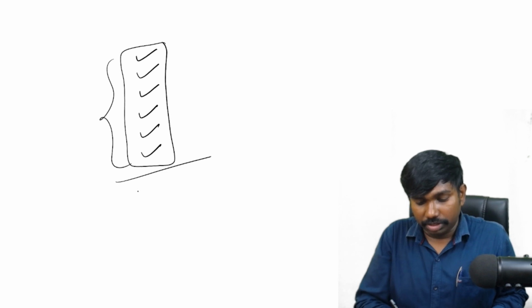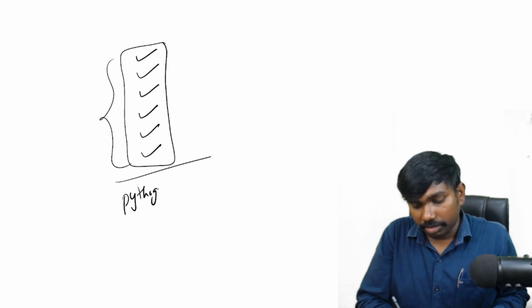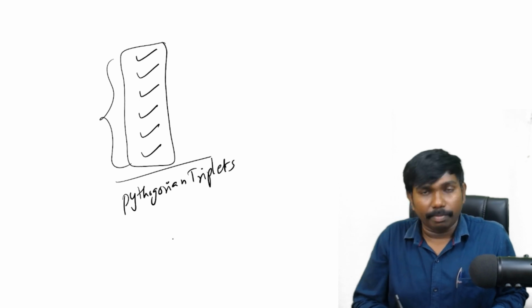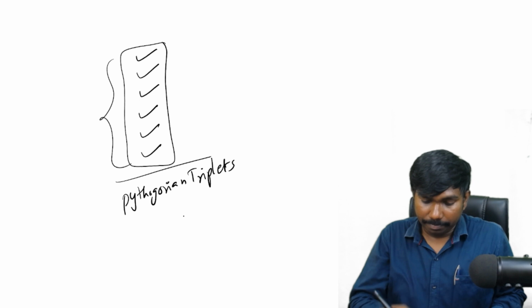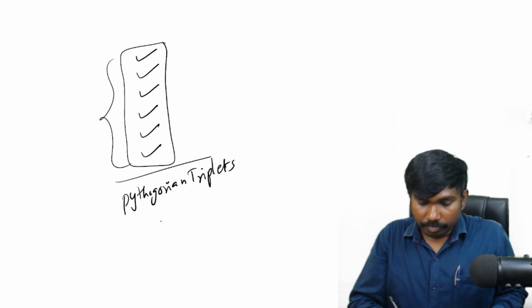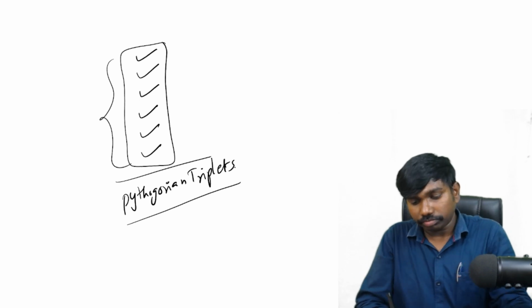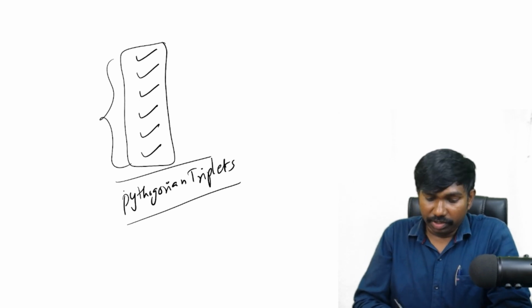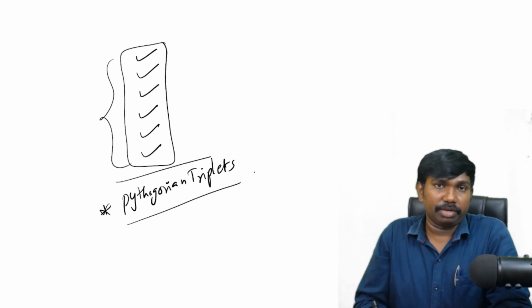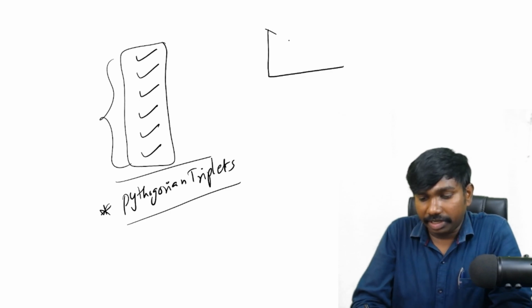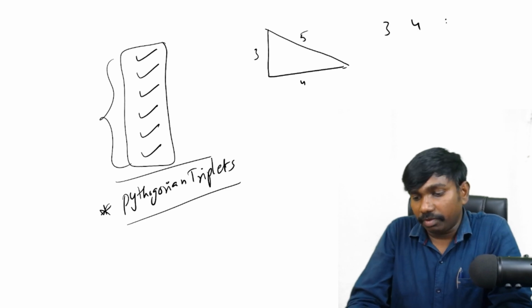What are those? Like Pythagorean triplets. Okay, so if you are comfortable, try to remember some Pythagorean triplets also, like in a right angle triangle, if this is 3 and this is 4, this will be 5. So 3, 4, 5 is a triplet.